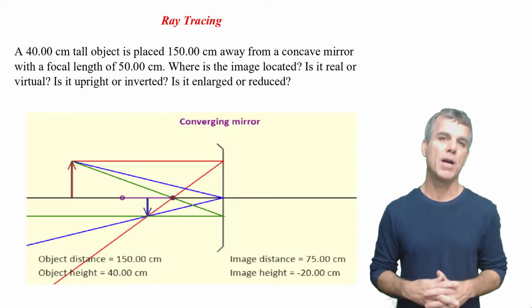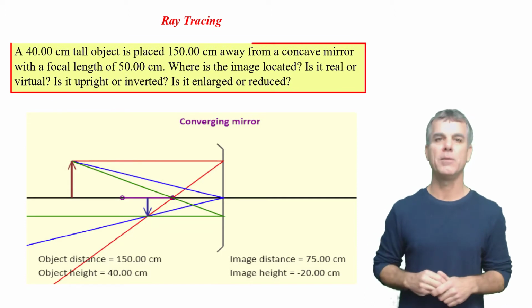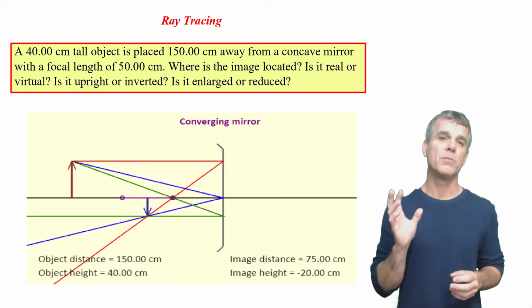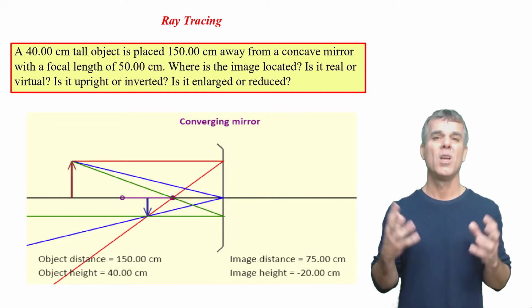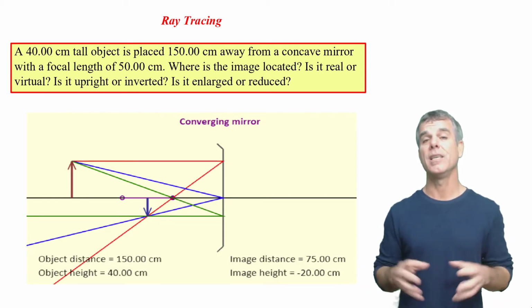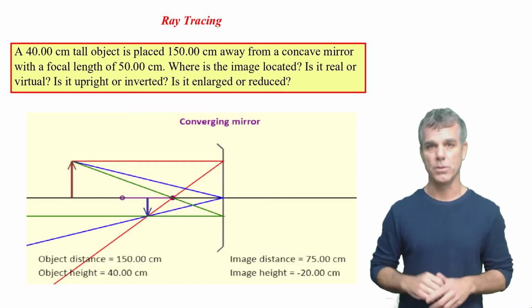A typical kind of problem that you might use ray tracing for could be a 40 centimeter tall object is placed 150 centimeters away from a concave mirror with a focal length of 50 centimeters. Where is the image located? Is it real or virtual? Is the image upright or inverted? And finally, is it enlarged or reduced?